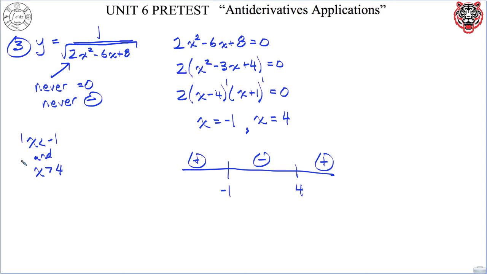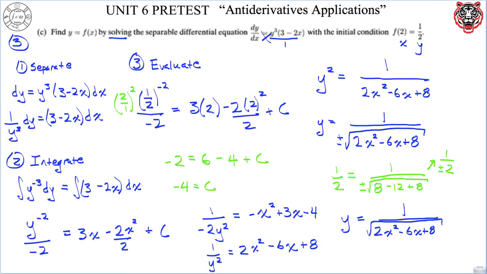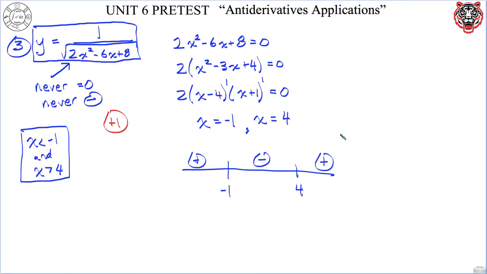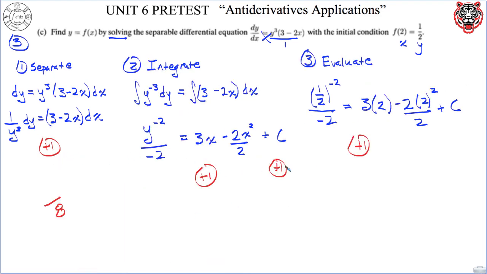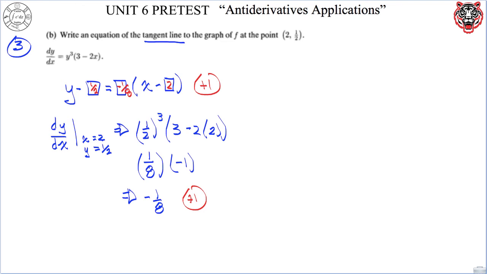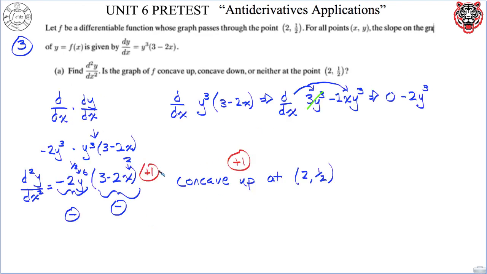You have to have these domain restrictions, and you have to have this equation in order to get that extra credit point. And that will give you your +1 there. In case you're wondering where your points would come from over here, when you separated, that's +1. If you integrate both of these sides, that's going to give you +1 for the c. And wherever we evaluated, we got that point immediately. And then that last point on this slide. So that adds up to 9 points for number 3 as well.